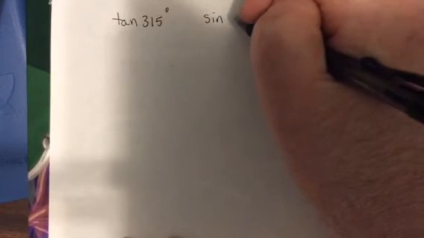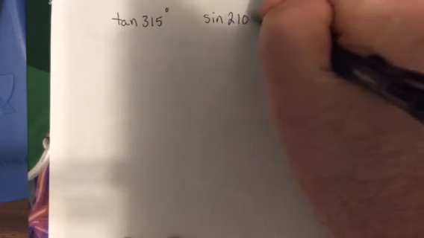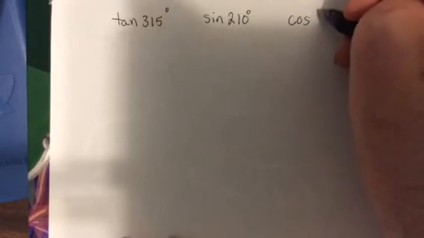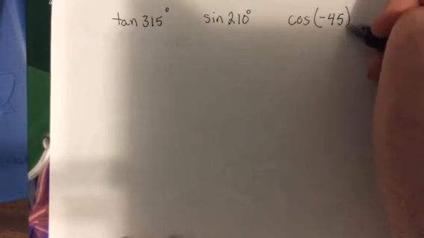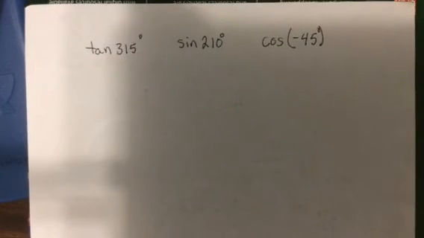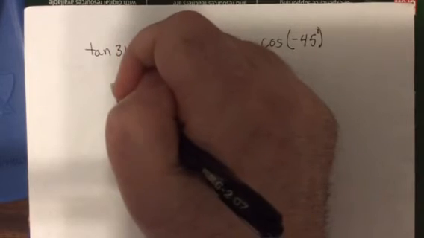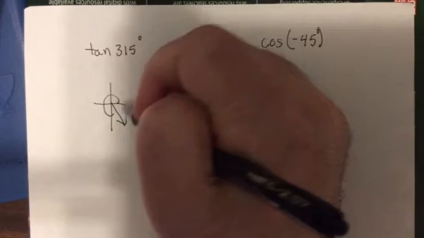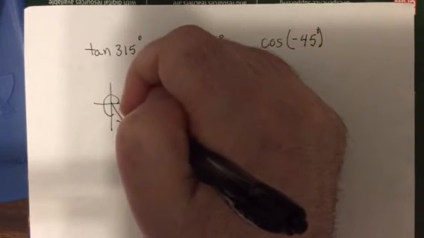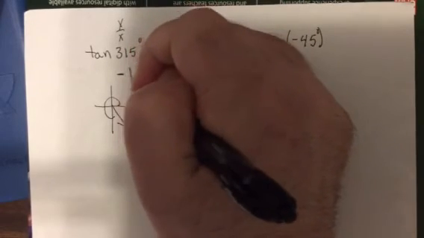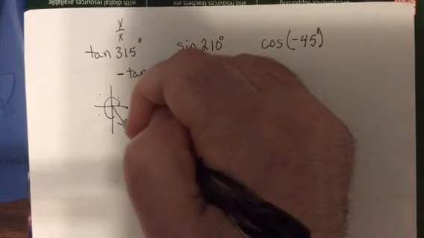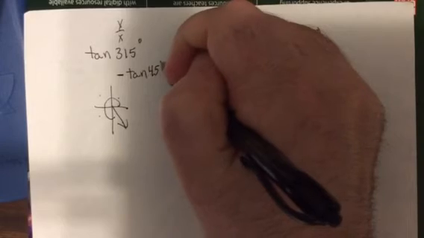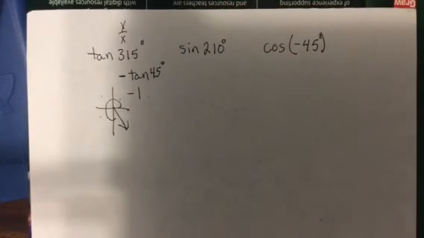Try a couple more on your own here. Do tangent of 315. Do sine of 210. And do cosine of negative 45. And then turn me back on. Well, tangent of 315. Let's see, that would be fourth quadrant. X is positive, y is negative, tangent's y over x. So that means tangent's negative in the fourth quadrant. All students take classes, you can remember it that way too. And the reference angle is 45 degrees. And tangent of 45 is 1. So it'd be negative 1.